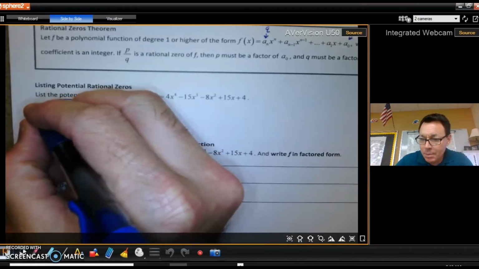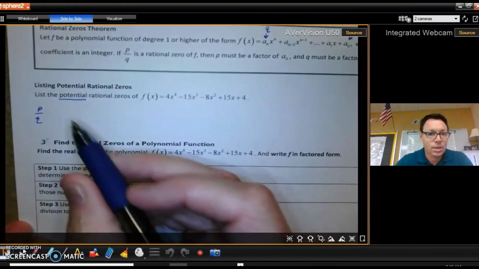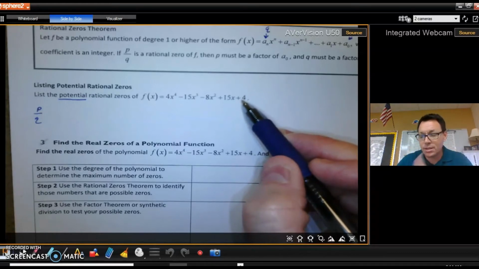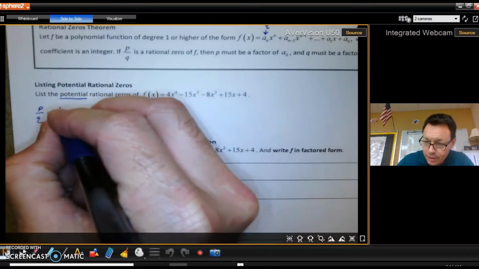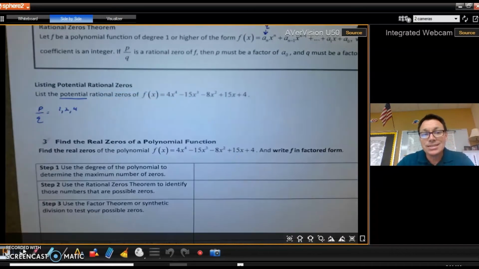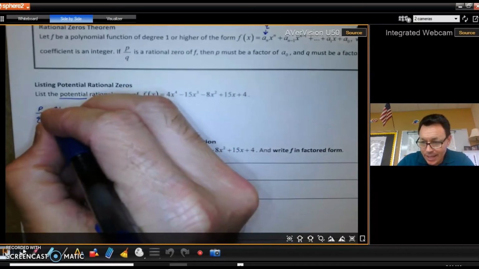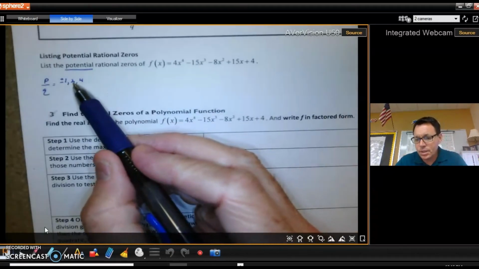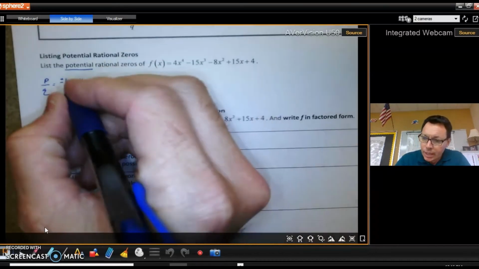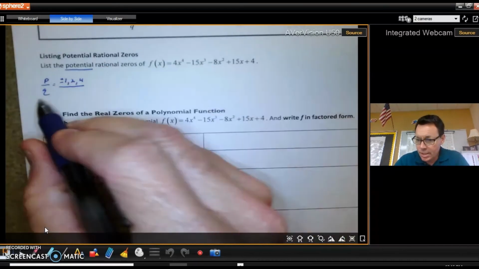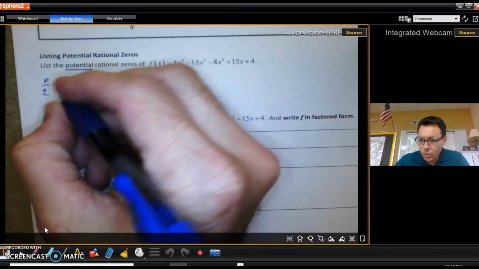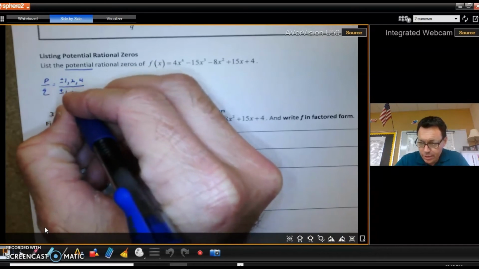Well, I need my p's over my q's. The p's are the factors of this number on the end. So every number that can go into 4. Well, 1, 2, and 4. That's it. Now, technically, it's the positive and negative versions of those, because if a number can be divided by positive 2, then it can also be divided by negative 2. Then we do the same thing with the denominator. So again, we look at the first number, and again, all the factors of 4, which are still positive and negative 1, 2, and 4.